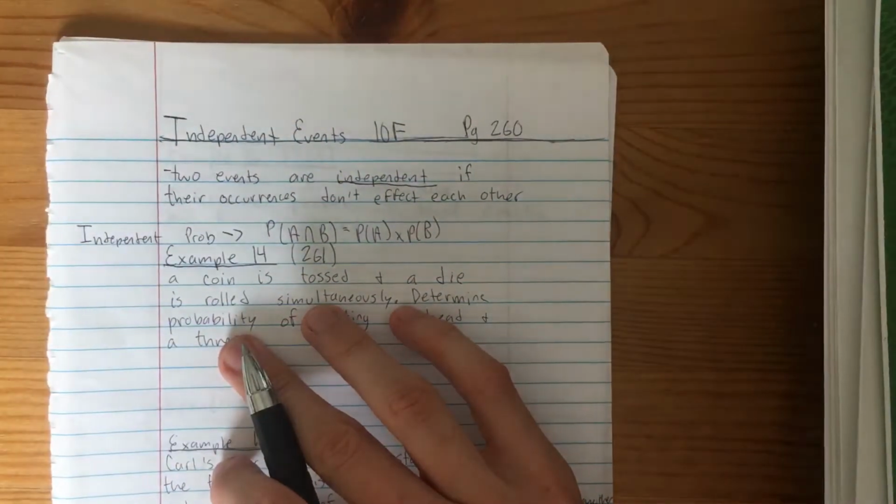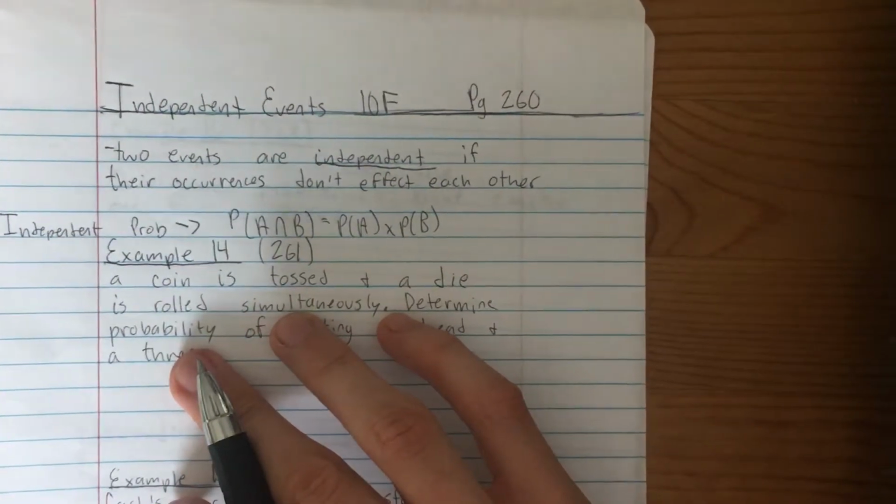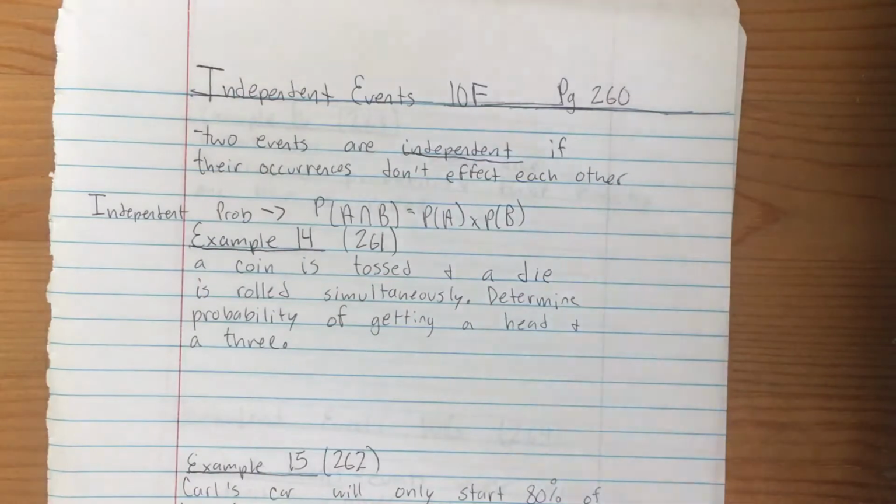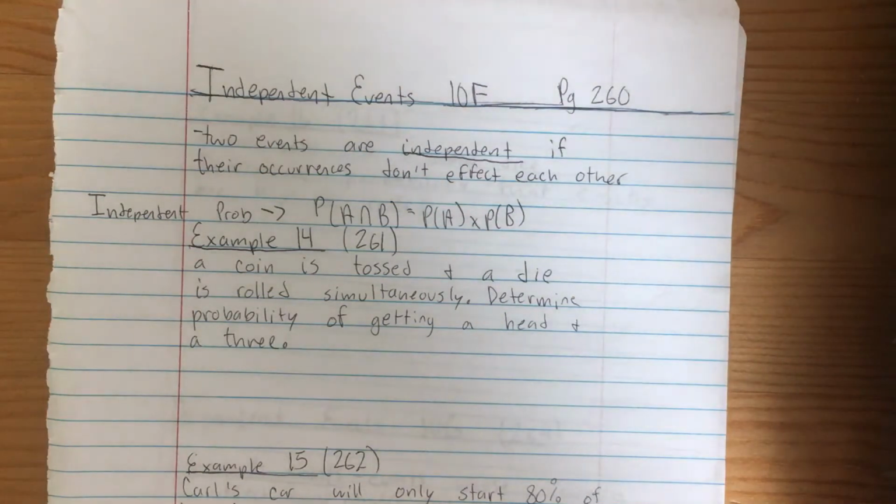Now, when we're talking about independent events, they are events that do not rely on each other. Like you think about somebody being independent, that is somebody who does not rely on other people for whatever the context is. So independent events are events whose probabilities will not affect each other.